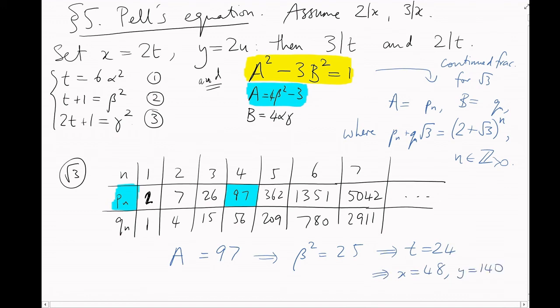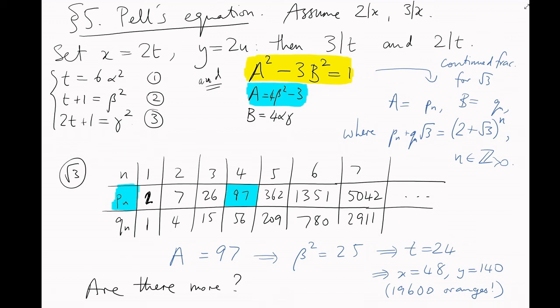A stack of oranges of side length 48 contains as many as a square tray of side length 140, that is, 19,600 of them. Now, could there be more? These numbers get big very fast, so it's going to be hard to check them all unless there's some underlying pattern to them.